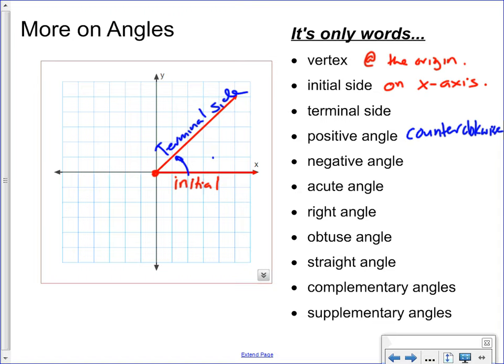If you're going the other way, for example, if your terminal side is here, right here, and this is your other terminal side, and then you want to measure that way, that is a negative angle. So a negative angle is measured clockwise.